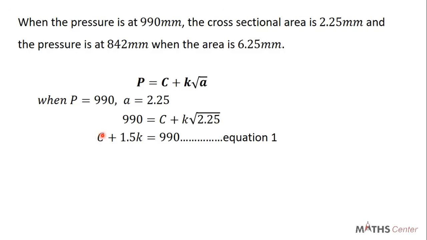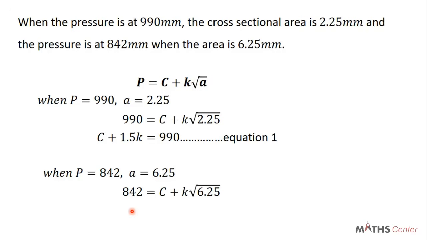So this will give us 6C plus 1.5K is equal to 990. This is equation 1. The question also told us that the pressure is 842 millimeters when the cross-sectional area is 6.25 millimeters. So when P is 842, A is 6.25. So we can substitute these values into this equation.